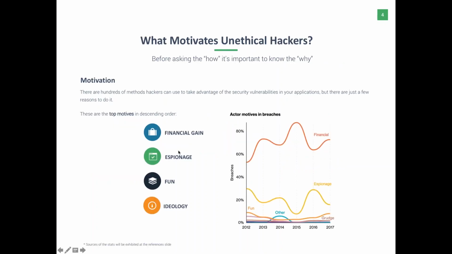Okay, so the first question, what are the motivations of unethical hackers or cybercriminals? As you expected, the first one is financial gain. They want to make money, like everyone else. They put a lot of effort into hacking applications, and they want as much return on investment for their time as possible. The second is espionage, and this one is very important as well, because most people only think about the financial, and think the only motivation that hackers have is that they want to make money, and that's it. But that's not really entirely true.